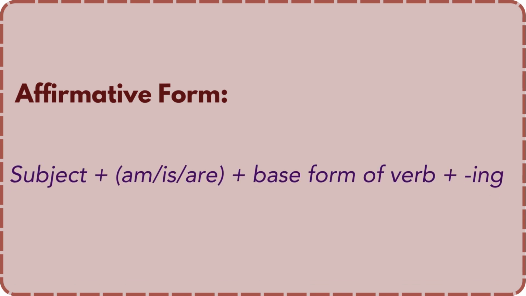Let's start with the basics. First, let's break down the form of the present continuous tense. In the affirmative form, the present tense of the verb to be, am or is or are, is followed by the base form of the main verb plus the ing suffix. Here's the basic structure. Subject followed by the present tense of to be, am or is or are, followed by the base form of verb plus ing.